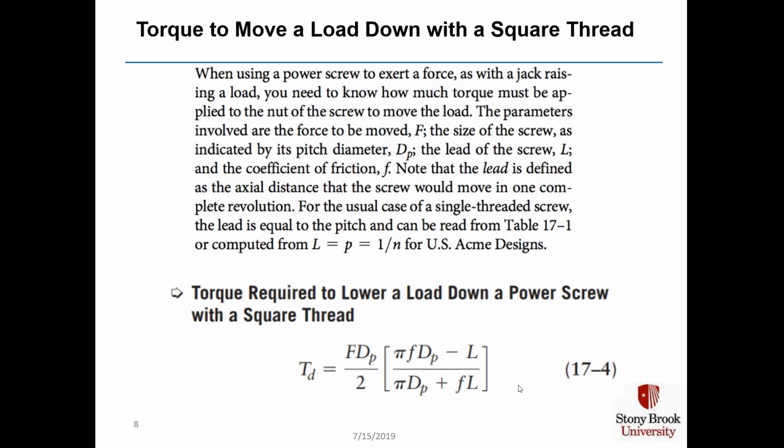If you want to lower a load, the torque is not 0. And the reason the torque is not 0 is because the frictional force in the threads opposes the load as it comes back down. Now certainly the torque down is less than the torque up, but I'm just pointing out that because you don't have frictionless screw threads, there still is a certain amount of torque that you need.